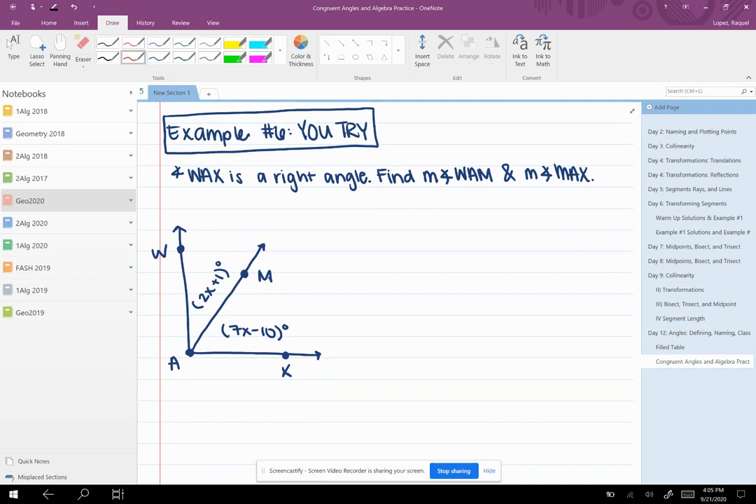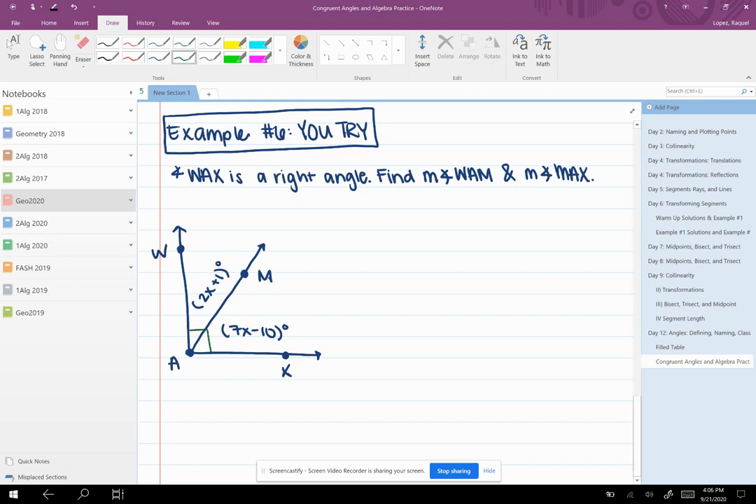Now you guys try. This time, angle WAX is a right angle. So think about what that means. What do right angles measure? And label that. Find the measure of angle WAM and the measure of angle MAX. They want you to find the two smaller angles that are in there. Before we get going, I'm going to give you guys a hint. Angle WAX is a right angle.